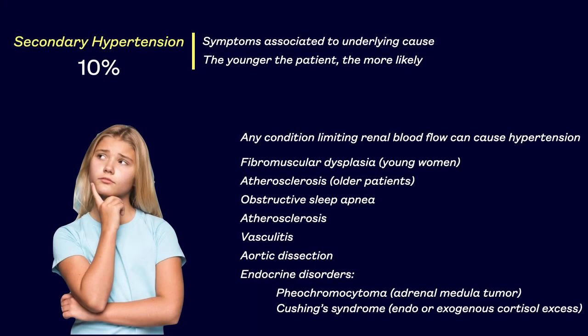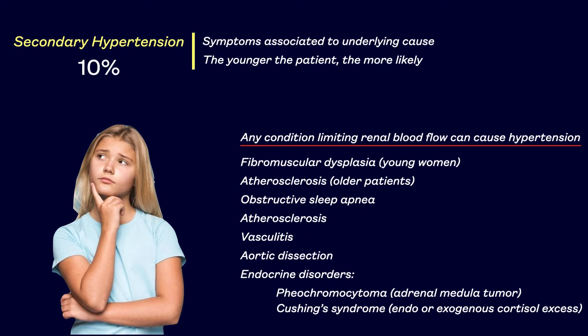Now, less frequent secondary hypertension often is accompanied by a variety of symptoms associated with the underlying cause. In general, the younger the patient, the more likely it is secondary hypertension. For example, anything that limits the renal blood flow can cause hypertension, like fibromuscular dysplasia in young women, but also atherosclerosis in older patients.